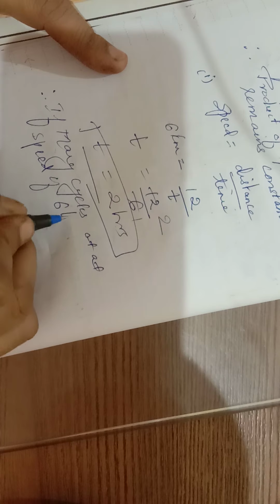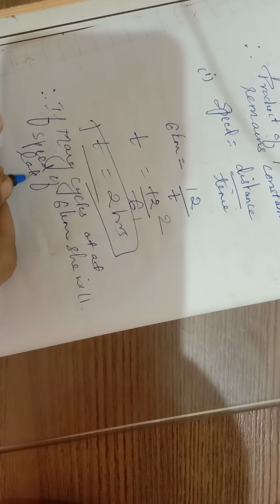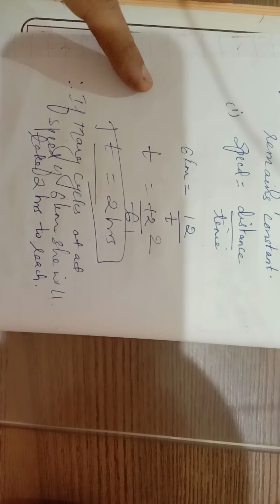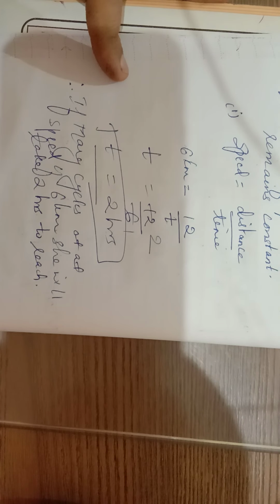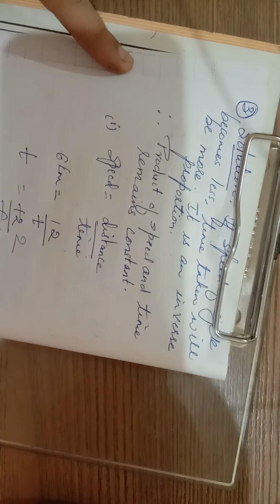So children, therefore, if Mary cycles at a speed of 6 kilometers, she will take 2 hours to reach. If Mary cycles at the speed of 6 kilometers, she will take 2 hours to reach. I hope this is clear to you, children. You can copy down.